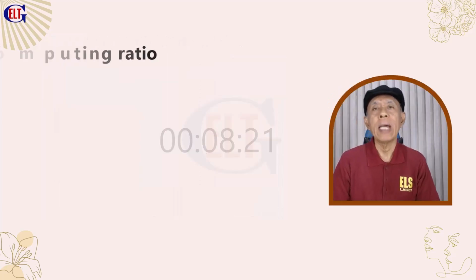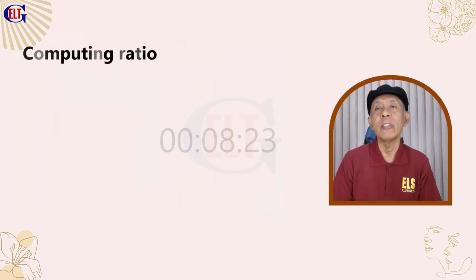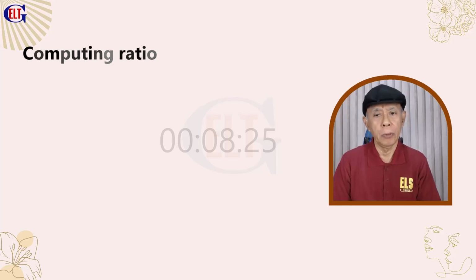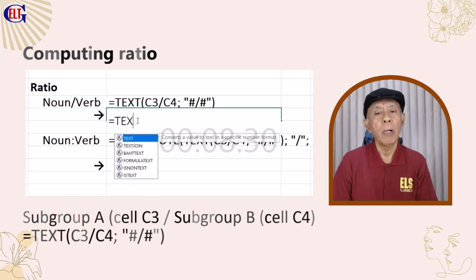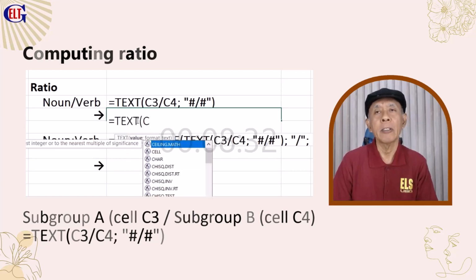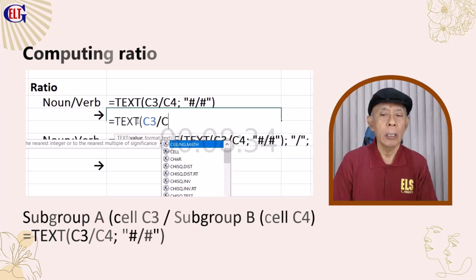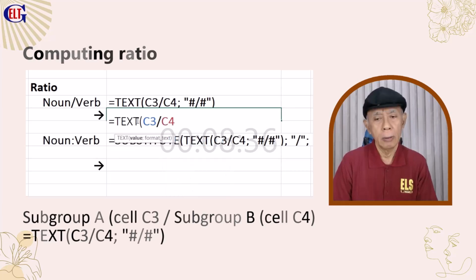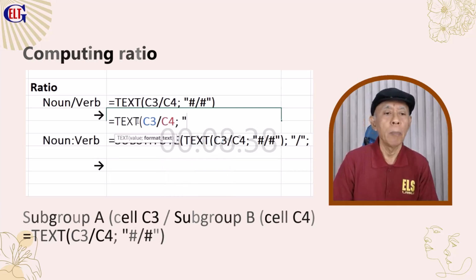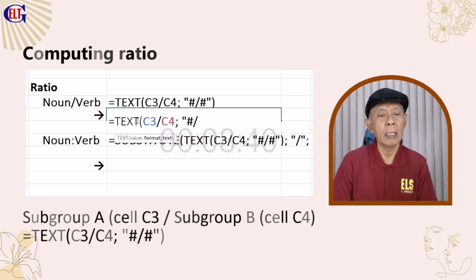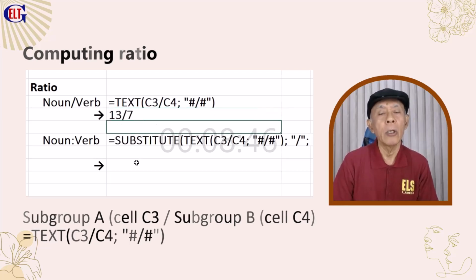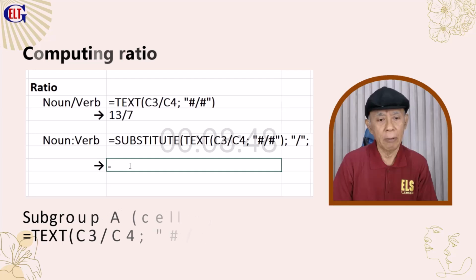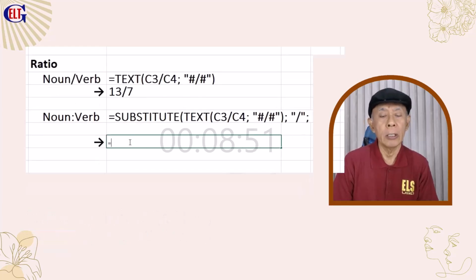We can also use Excel to compute the ratio of a subgroup to another subgroup. We can compute the ratio of the noun subgroup to the verb subgroup by writing equal text parenthesis C3/C4 semicolon quotation mark tag/tag quotation mark and closing parenthesis and press enter. The result is 13/7. The ratio here uses a slash.